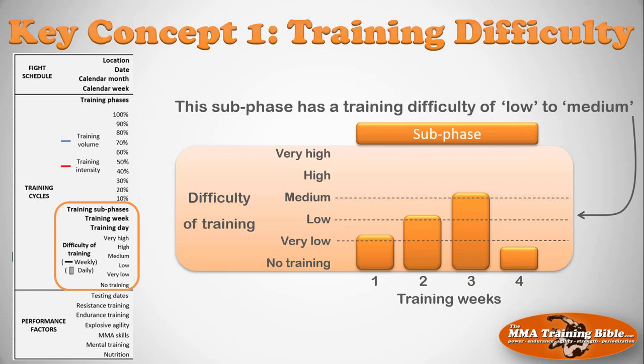So in this example, we're looking at a training subphase that features very low levels of training difficulty in week 1, a low level of training difficulty in week 2, with a medium level of training difficulty in week 3, followed by a large reduction in week 4. Now, as I said, there are so many ways to manipulate training difficulty across these weeks, and I really can't tell you exactly how to increase your level of training difficulty because it depends upon where you're at right now.